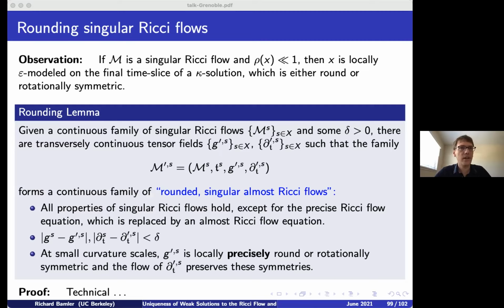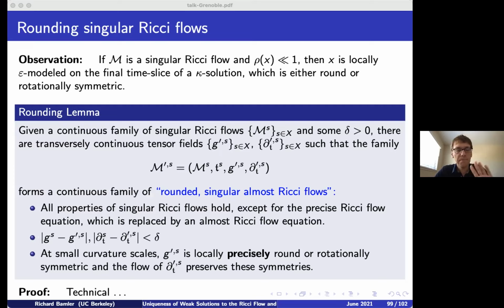So you're just working in regions that are almost rotationally symmetric, and you just have to find some canonical way of turning this into precise rotational symmetry. Okay? And so maybe the crux of this lemma is that this can be done in a continuous fashion. Okay? So we really end up with a continuous family of rounded singular almost Ricci flows.